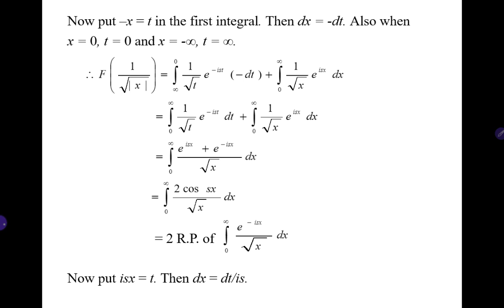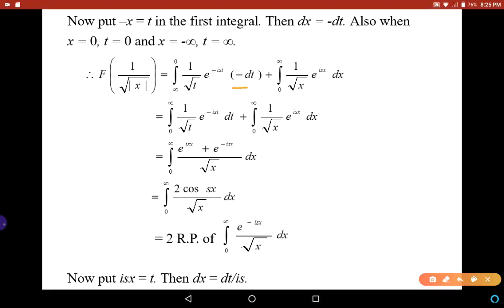Therefore, changing the limits and substituting the value of minus x, we get integral infinity to 0, 1 by square root of t into e power minus ist into minus dt. Now this minus times integral infinity to 0 becomes 0 to infinity. The upper limit becomes lower limit and the lower limit becomes upper limit when multiplied with minus 1. So now the first integral has become integral 0 to infinity 1 by square root of t into e power minus ist dt plus second integral is integral 0 to infinity 1 by square root of x into e power isx dx. Now both the integrals have the limits from 0 to infinity.